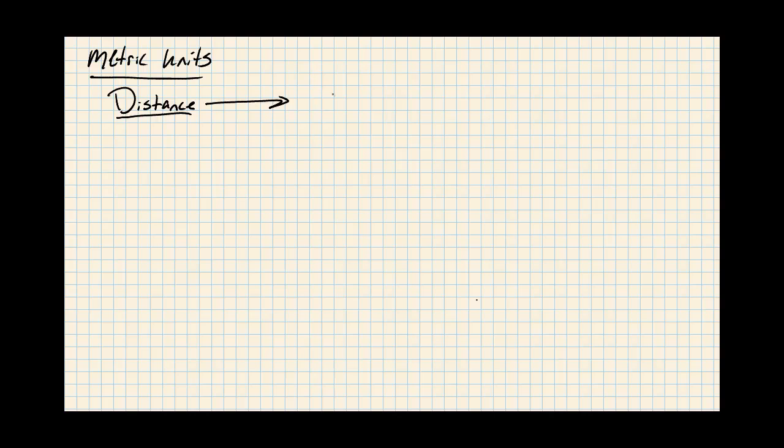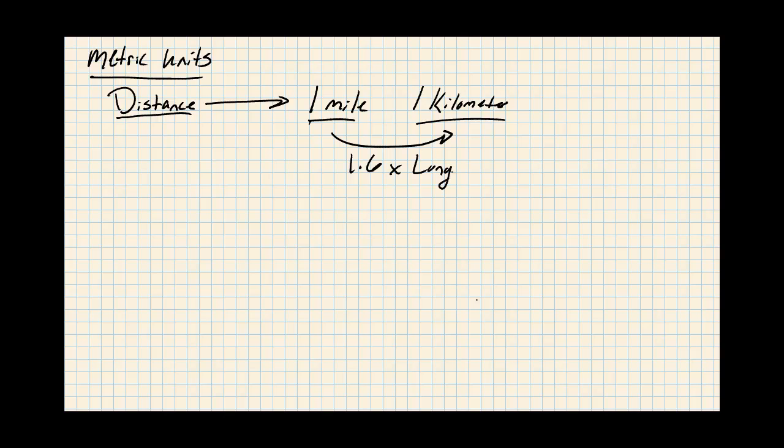If you are in the United States and you're driving somewhere, you may say, I went 1 mile. But if you drive across the border into Canada, they will instead say you drove 1 kilometer. They're both units of distance, but they don't mean the same distance. 1 kilometer is not 1 mile. A mile is longer. A mile is 1.6 times longer than a kilometer. Kilometers are smaller.